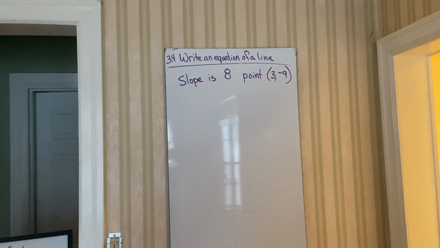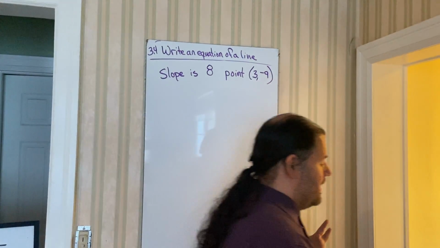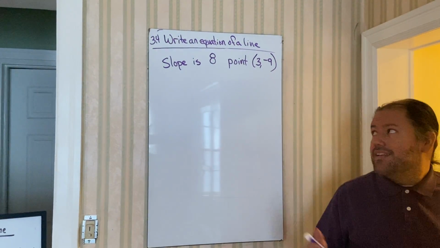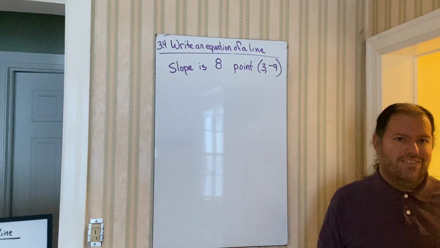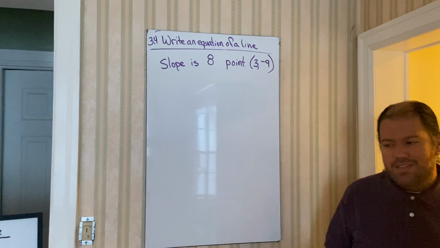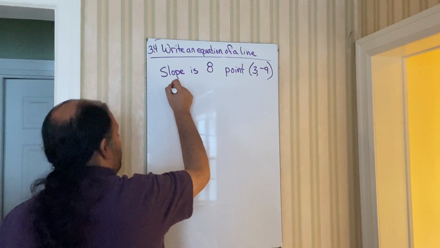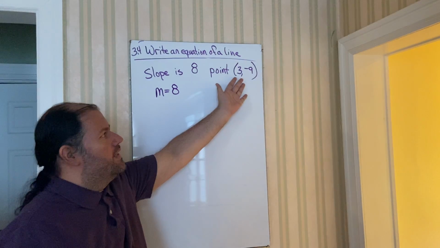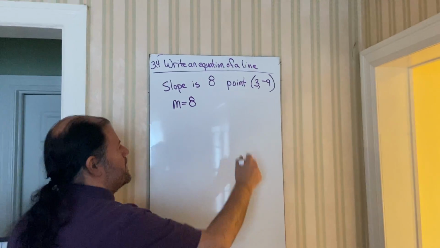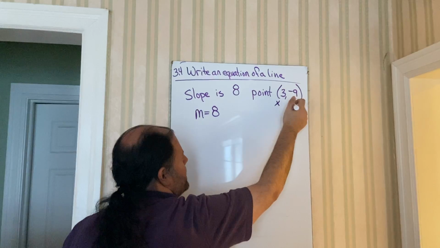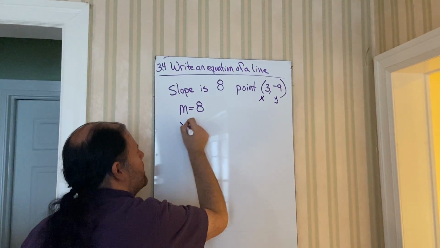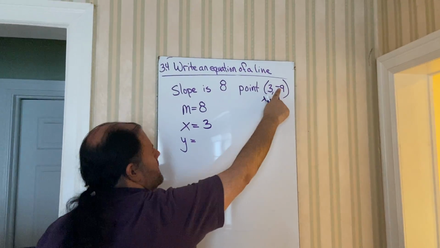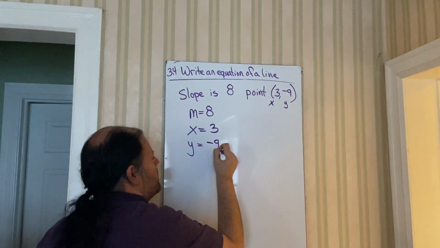Step 1. We told you, label your pieces. I need to know an m, an x, and a y. Well, they told us the slope is, well, that's a fancy way of just saying m. So we know m equals 8. They gave us a point. Any ordered pair, the first piece is x, and the second piece after the comma is y. So we know x equals 3, and y equals -9. Remember the sign. Have to bring it down.